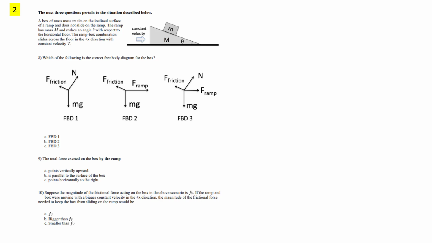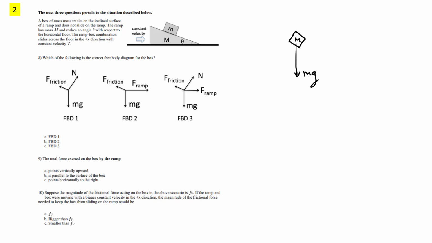The ramp box combination slides across the floor in the x direction with a constant velocity v. Which of the following is the correct free body diagram for the little box? Well, let's go ahead and draw that little box over here, and let's draw all the forces acting on that block. So first of all, we know there's a weight that's acting down.